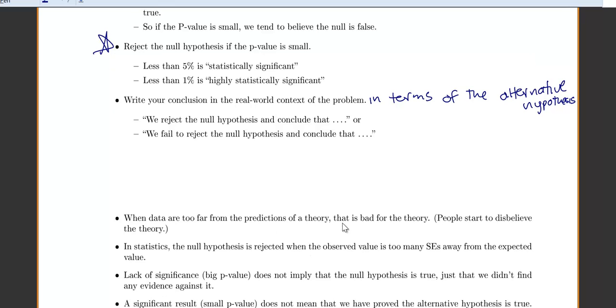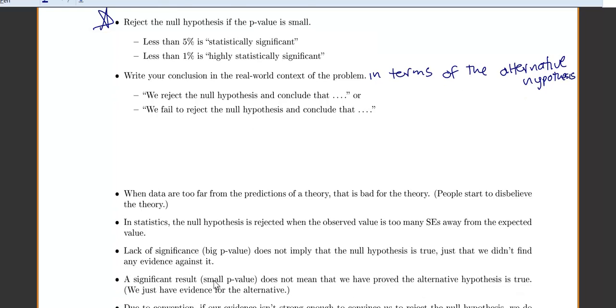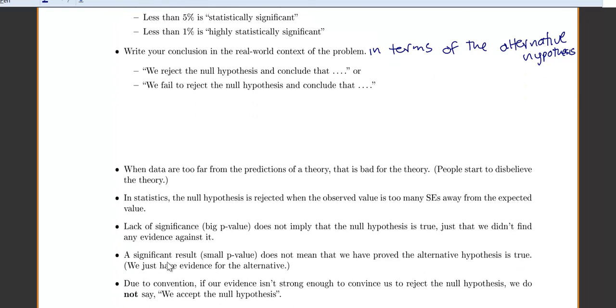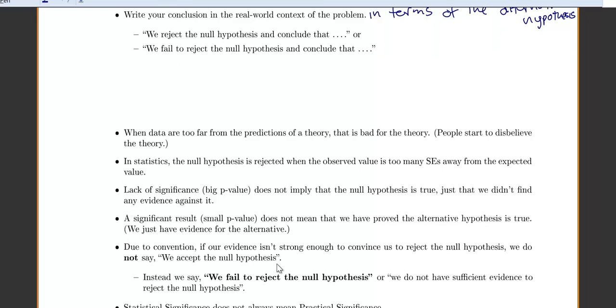When the data is too far from the predictions of our theory, that's bad for our theory, so people start to disbelieve in the theory. In statistics, the null hypothesis is rejected when the observed value is too many standard errors away from the expected value. Now just keep in mind, lack of significance, having a big p-value, failing to reject the null hypothesis, doesn't actually imply that the null hypothesis is true, just that we didn't find any evidence against it. And a significant result, a small p-value, does not mean that we've proved the alternative hypothesis is true either. It just means we have evidence for the alternative.